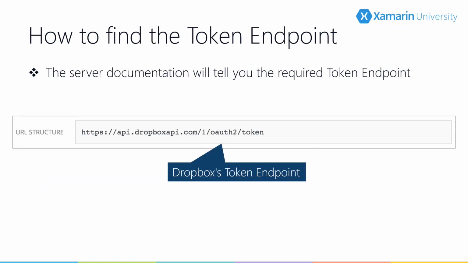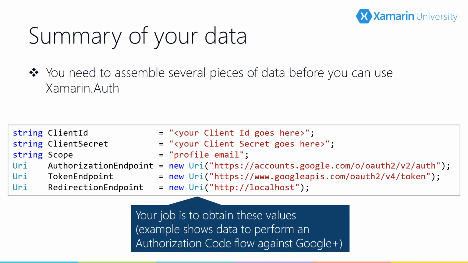And again, to find the token endpoint, you know what I'm going to say, you need to consult the service's documentation. This is typically a different URL from the authorization endpoint, and it may even be on a different domain. And this is actually the case here with Dropbox. Now, we'll need all of this information present in our code before authenticating.